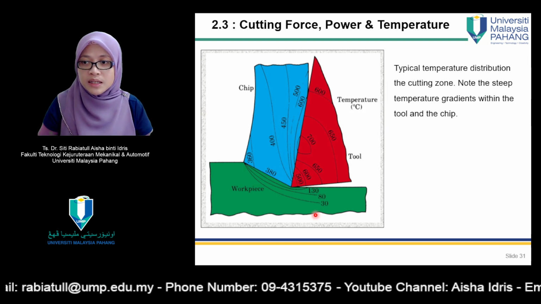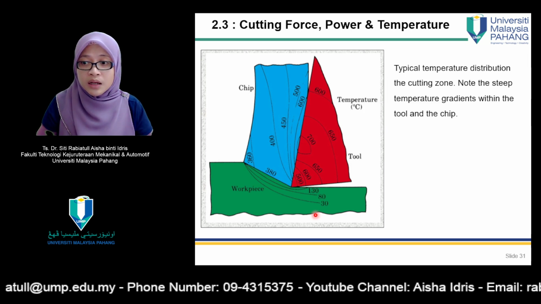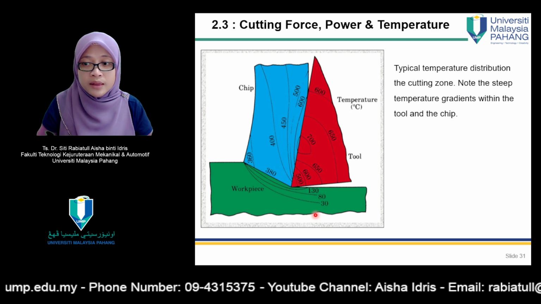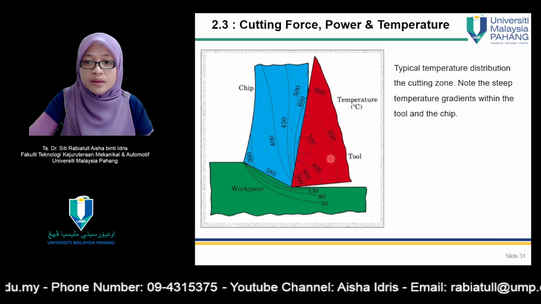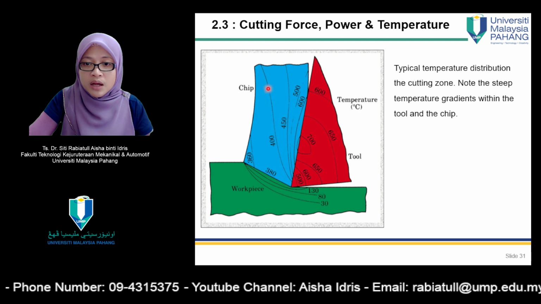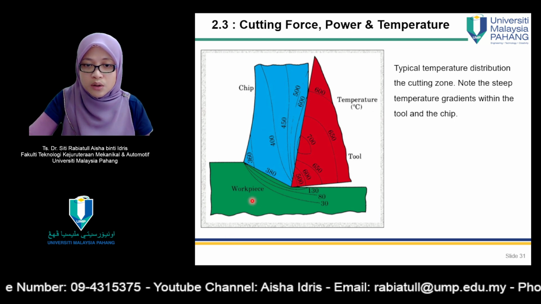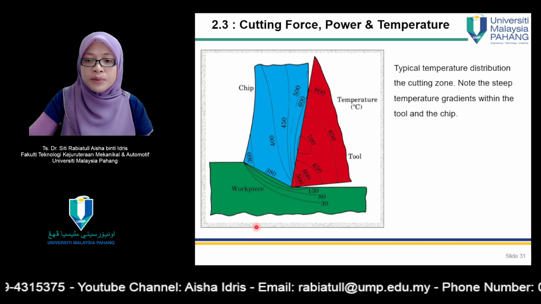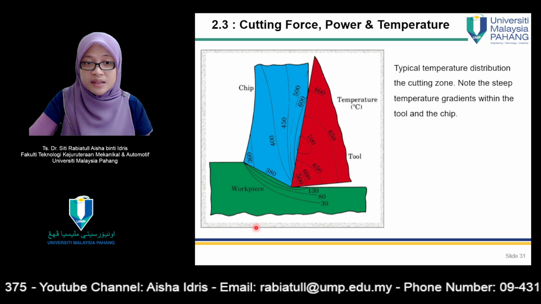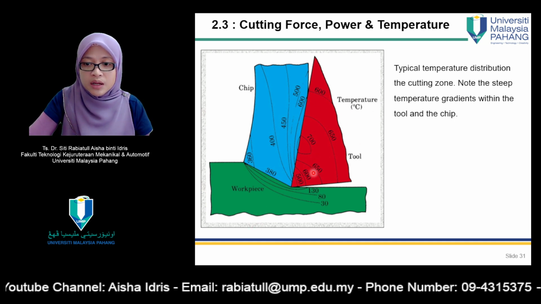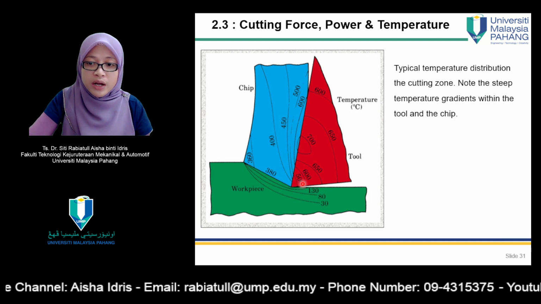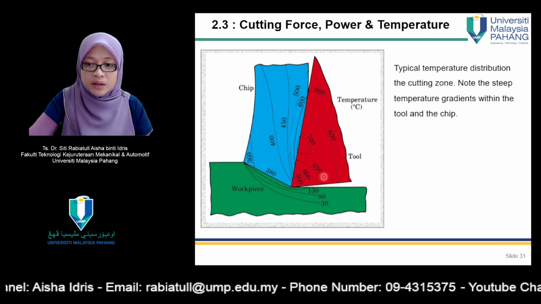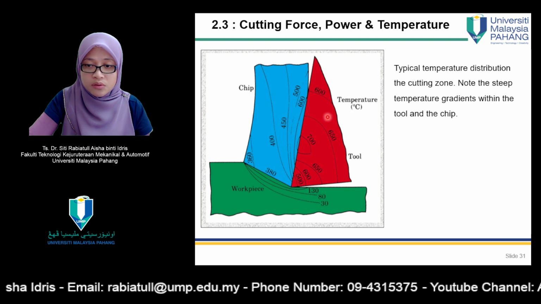This one is the temperature distribution at the cutting zone. If you look at this one, this is the cutting tool. This one is chip. This one is workpiece. So if you look at this one, a higher temperature exists at the cutting tool. So for example, this one 500 degrees, 600 degrees, and this one 650 degrees, and so on and so forth.